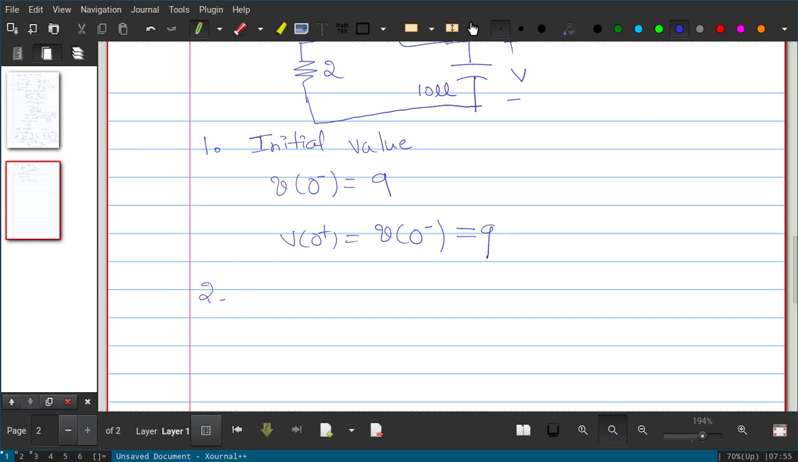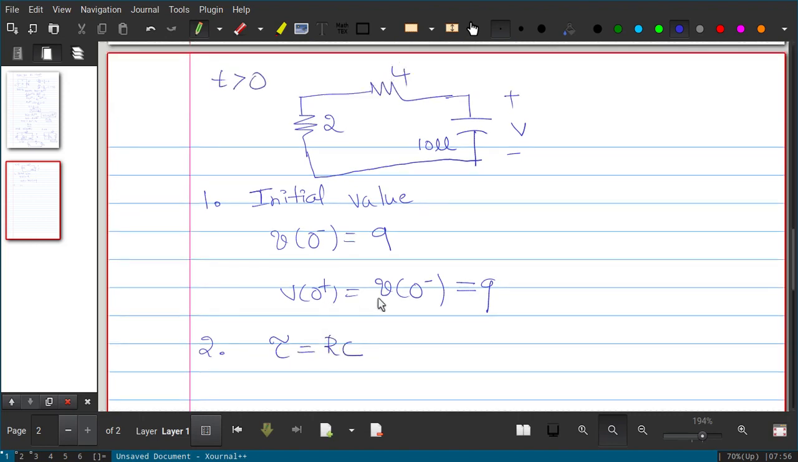And second is the time constant, tau, which we have to calculate. The time constant is RC, and in this circuit it will be R equivalent into C, because we have two resistors. So what is R equivalent? It is 6, since 2 and 4 ohm are in series, and C is 10 micro. So this will be 60 microsecond. That is the tau.